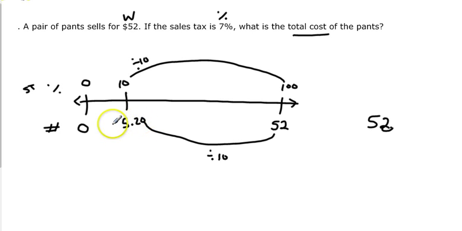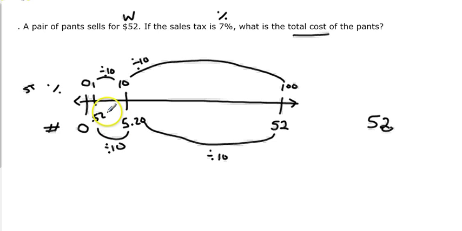Okay, so here I'm still thinking, well, how do I find 7%? Well, I have to find 1%. So I'm going to divide by 10 again. We're going to find our 1%. And remember, dividing by 10 is just very easy to do. Divide by 10, which means I'm going to move my decimal one place to the left. So that means 52 cents.